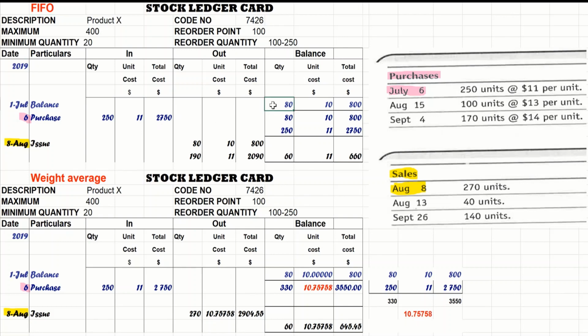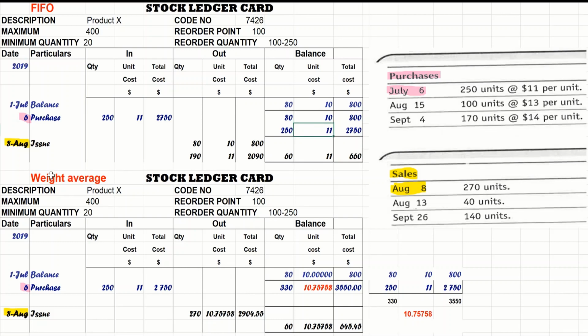We had 80. With FIFO, we keep those two types of stock because they were bought at different prices, $11 there, $10 there. Under FIFO, we keep them separately. So I still have the 80 units at $10, and I now add this into it, and I keep them separate. So if you look at this, we have in total 330 units, but FIFO says we keep the older stock separate from the new stock.